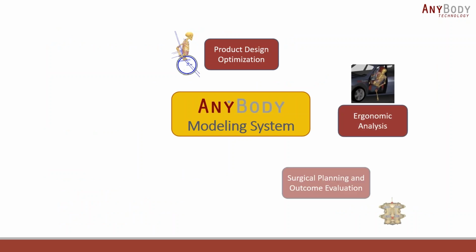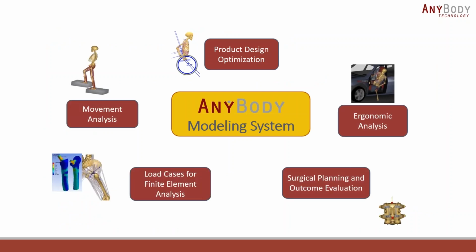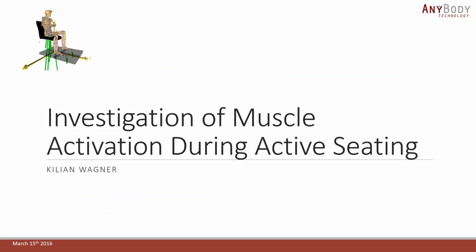So the Anybody modeling system is really a software tool that you can apply in many, many different areas. What we are going to hear about today is mainly the two, which is product design and optimization and ergonomic analysis, I guess. So without further ado, I will now give the word to Kilian.